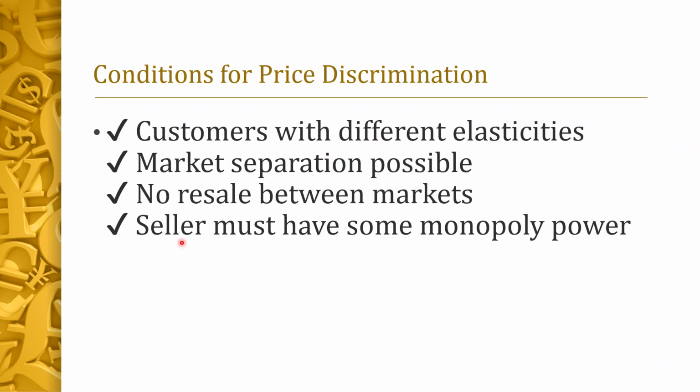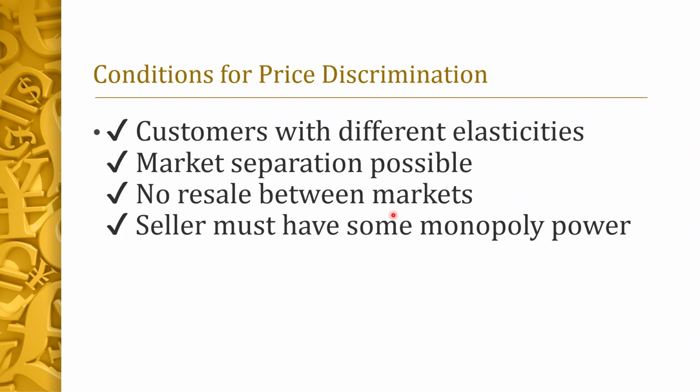The last condition is the ability to prevent arbitrage or leakage, right? Arbitrage means buying in the cheap market and selling in the expensive one. The firm must be able to control this leakage, otherwise the price discrimination will fail. I hope these conditions are clear to you.